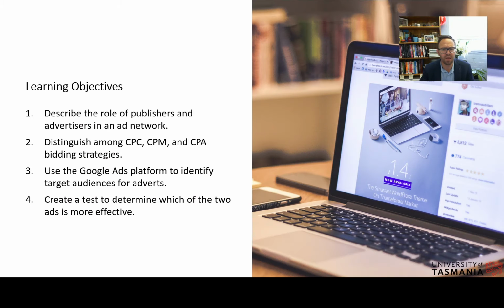So the learning objectives for this week, first of all, we want to describe the role of publishers and advertisers within a display ad network. And we need to be able to distinguish between CPC, CPM and CPA bidding strategies and how that works. Number 3, use the Google Ads platform to identify target audiences for our adverts. And last of all, we want to create a test to determine which of the two display ads is more effective. So let's get started then.